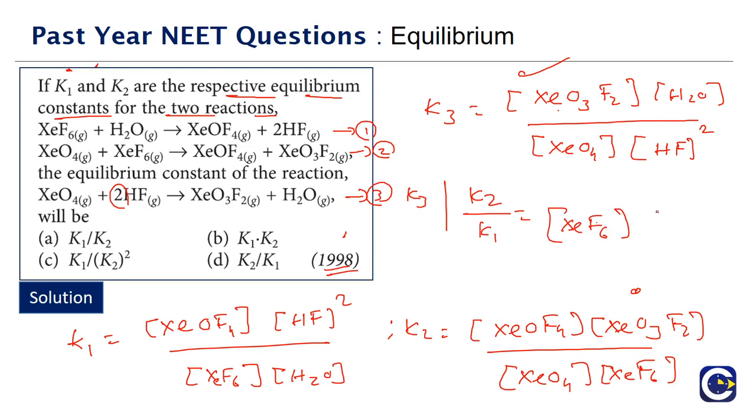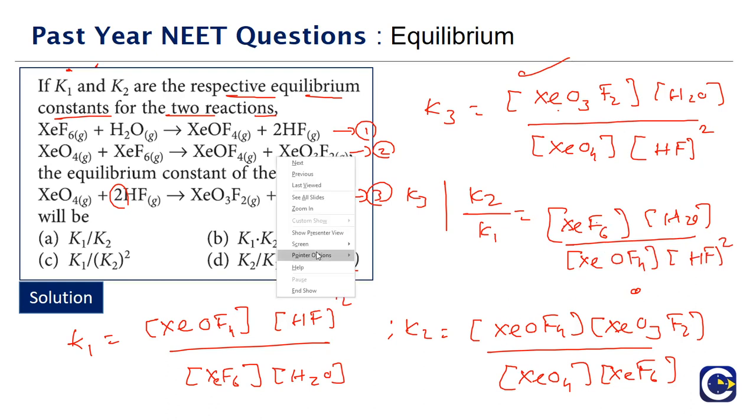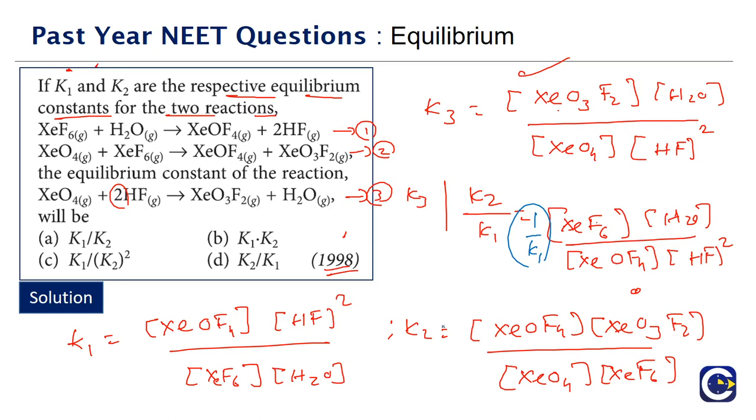XeF6, taking the reciprocal of K1, into H2O divided by XeOF4 into HF square. This is the reciprocal of K1. If you multiply the reciprocal of K1 with K2, just observe this. I'll just use a different color to indicate this. This is 1 by K1, by the way, and we are multiplying 1 by K1 with K2. If you multiply 1 by K1 with K2, what are we going to get?